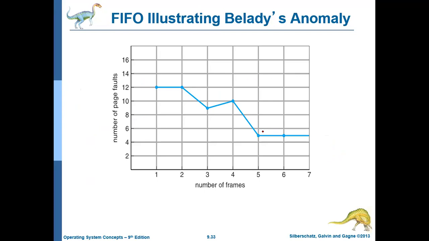So this is the graph for this Belady's anomaly. If you are increasing the number of frames, then the number of page faults should have decreased, but in some cases it may increase like this. Number of frames you are increasing, number of page faults may decrease, but in some cases it may increase also.